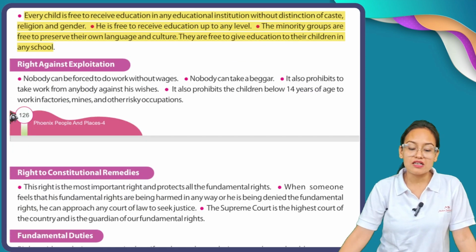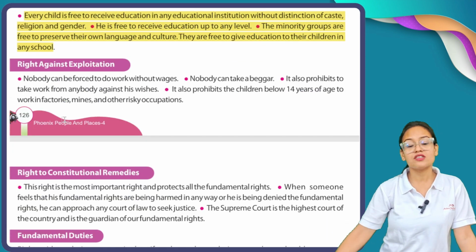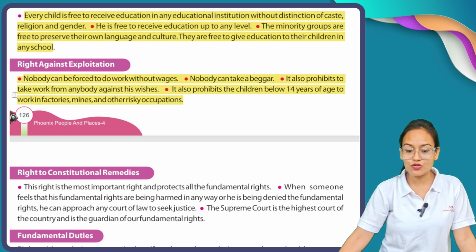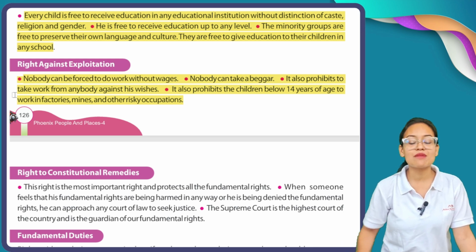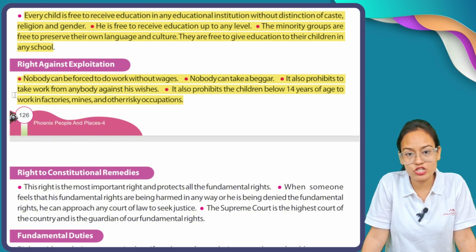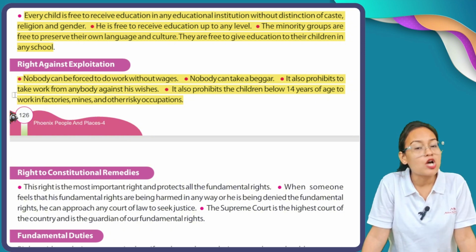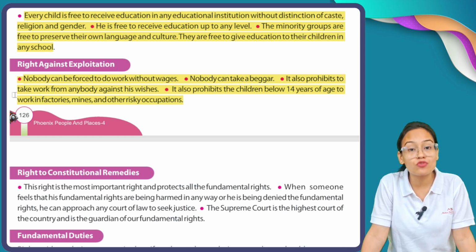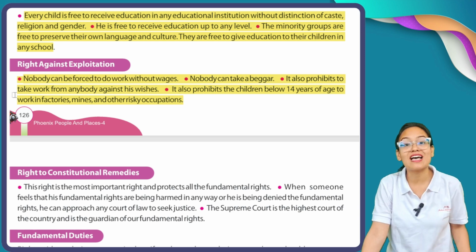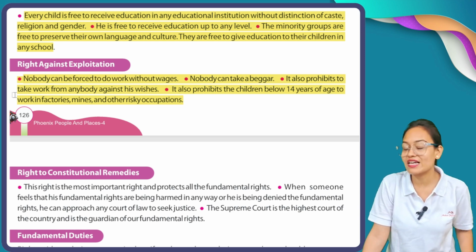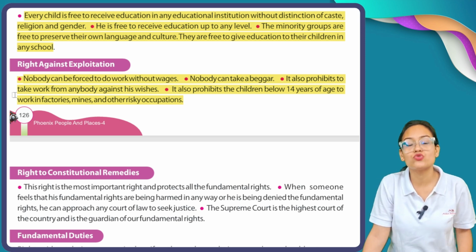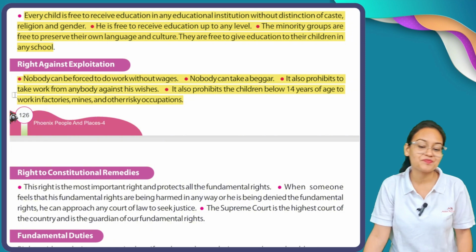The next, the fifth right, is the right against exploitation. Let's have a look here, my dear students. Nobody can be forced to do work without wages. Right against exploitation means that in our country, India, no one is forced to perform any kind of work without salary. If a person is working, then he or she must get a salary. No one is going to do your job free of cost.